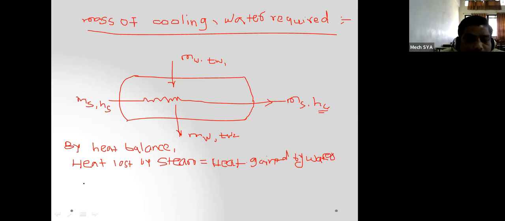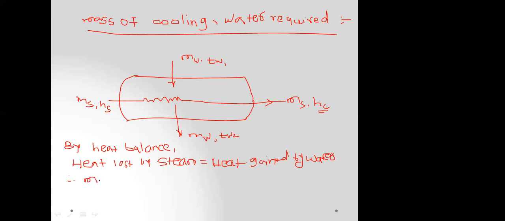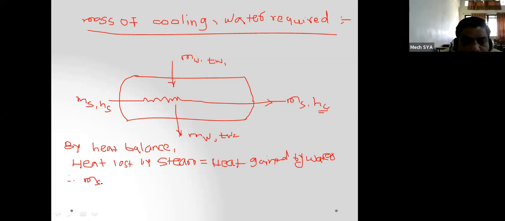Okay. So therefore, what we can write here is heat lost by steam. How much heat will the steam lose? It is equal to ms, the amount of mass, and it initially has enthalpy Hs, minus Hc, the condensate enthalpy.